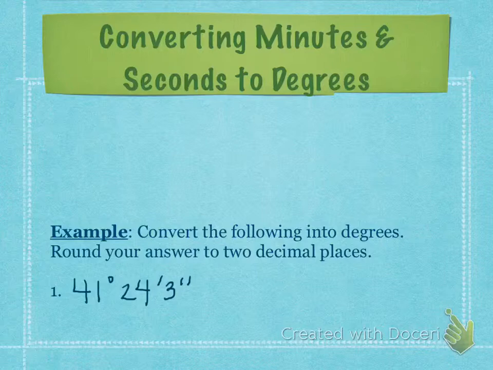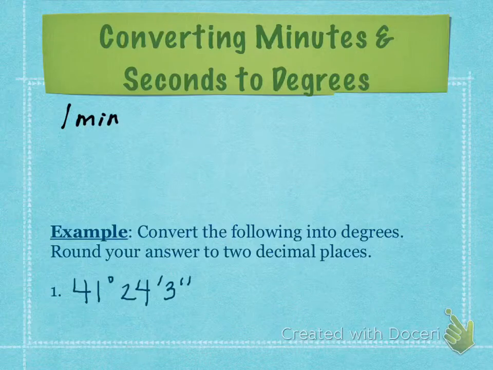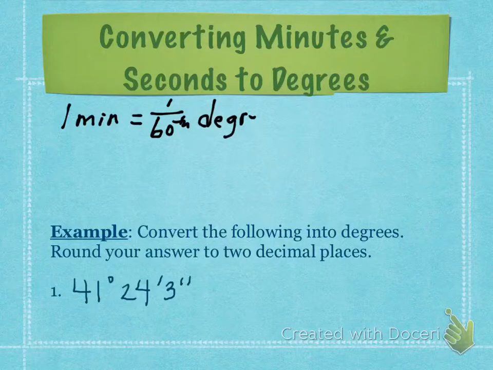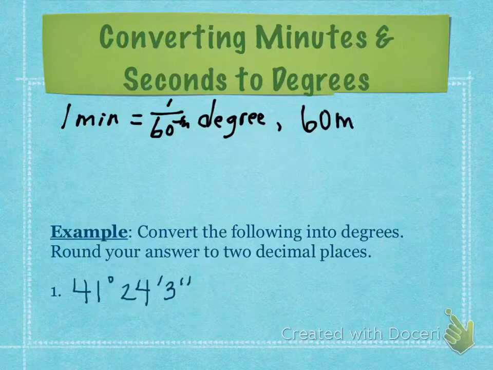All right, so we're going to take a look today at converting these minutes and seconds into degrees. So the first thing that you want to know is what these are. So 1 minute is equal to 1/60th of a degree. And maybe an easier way to think about that is to say it like this. 60 minutes, not the TV show, 60 minutes.